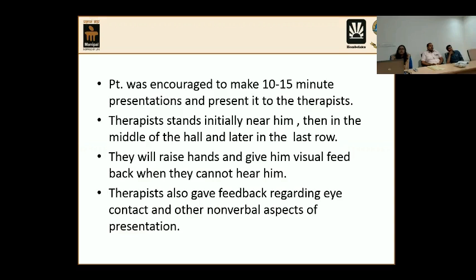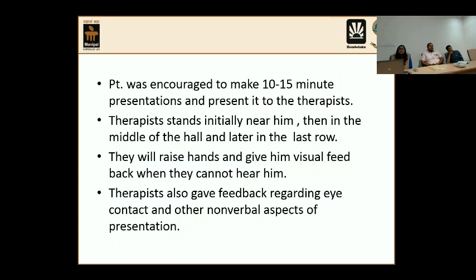Then we encouraged him to make 10 to 15 presentations and present to the social skill trainers. One therapist would stand near him, in the middle, and in the last row, and they would raise their hands and give him visual feedback when they could not hear him. When they raised their hands, he would increase his voice. We made sure that the increased voice was maintained throughout the presentation. That was the goal. We also gave feedback regarding eye contact and other non-verbal aspects of presentations.